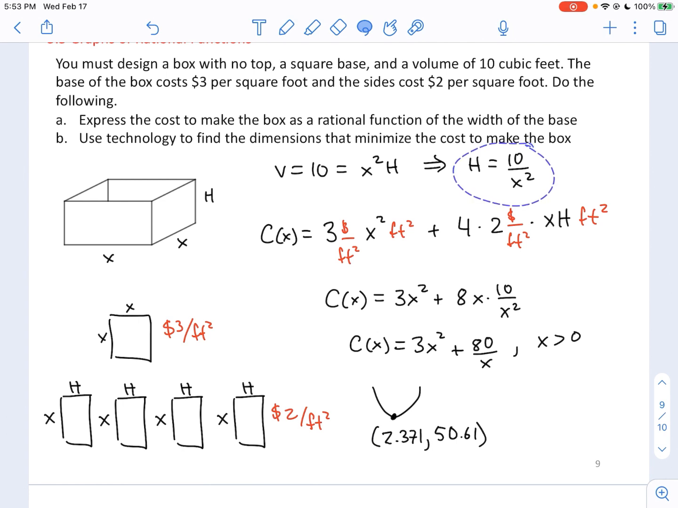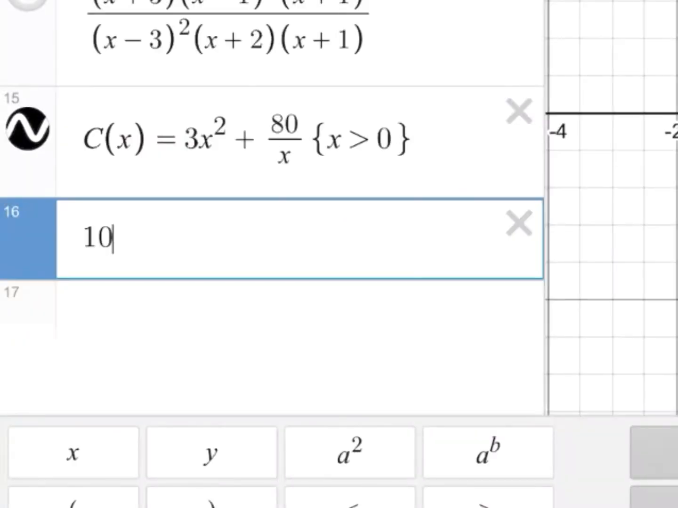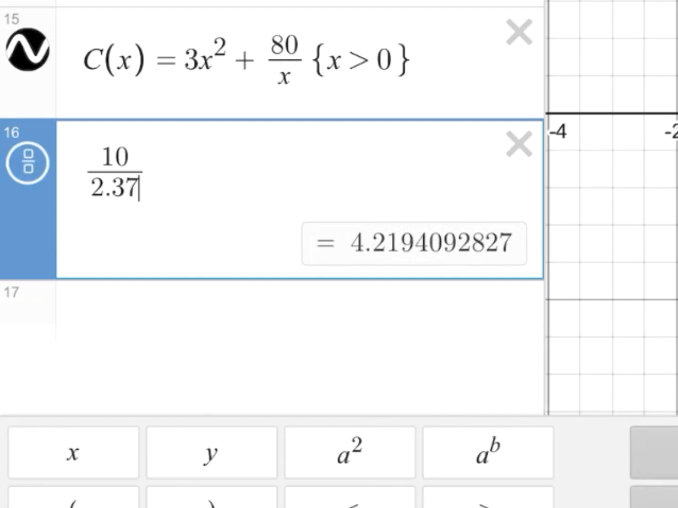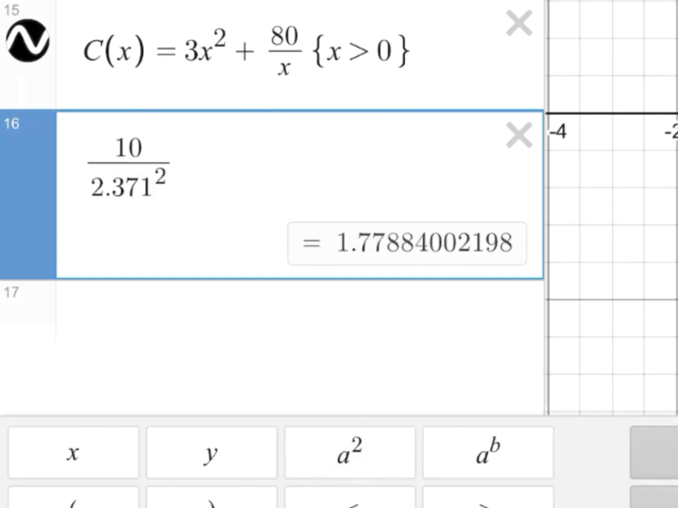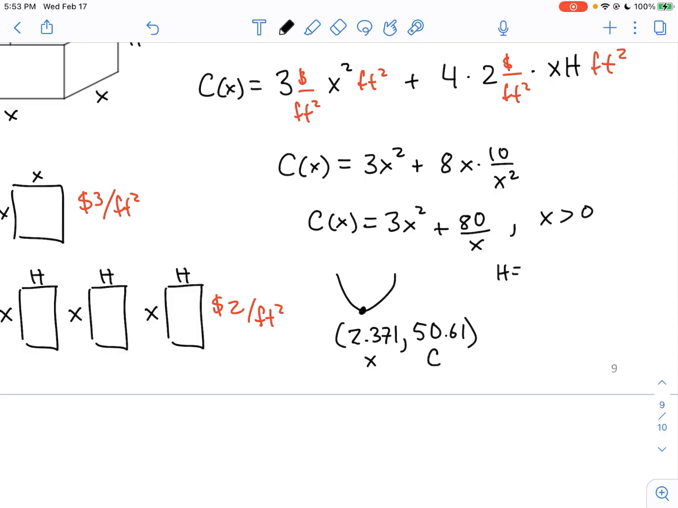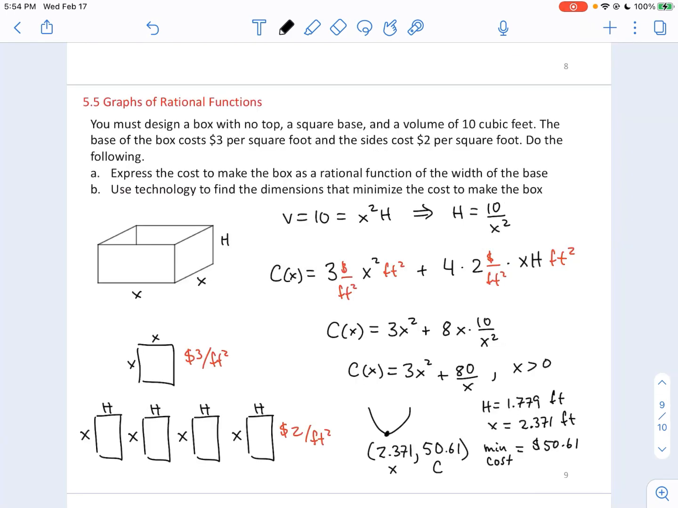We'll use this constraint equation. So let's do 10 divided by 2.371, that needs to be squared. So there's our h. That's x, that's cost. H is 1.779 rounded feet. X is 2.371 feet. This is both the length and the width. And then, of course, the min cost is this C coordinate, which is $50.61. And this wraps up graphing rational functions and also gives an example of a rational function showing up in application.